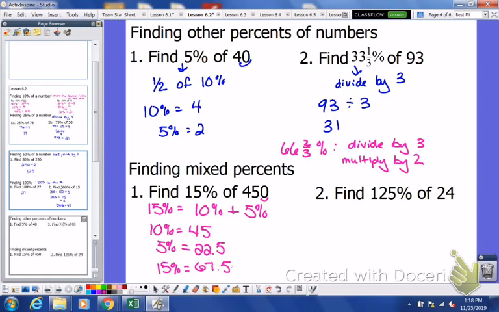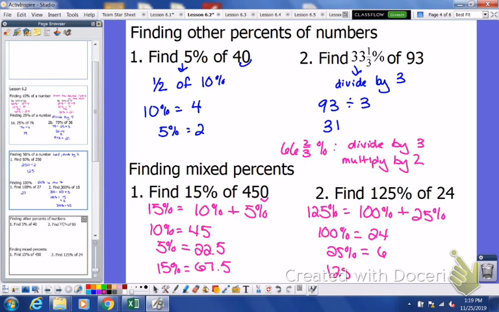All right, last one to do together. Find 125% of 24. Again, we think this through. 125% would be 100% plus 25%. So 100% of 24 is 24. 25%, we divide by 4. 24 divided by 4 is 6. So then we add them to get 125% is 30.